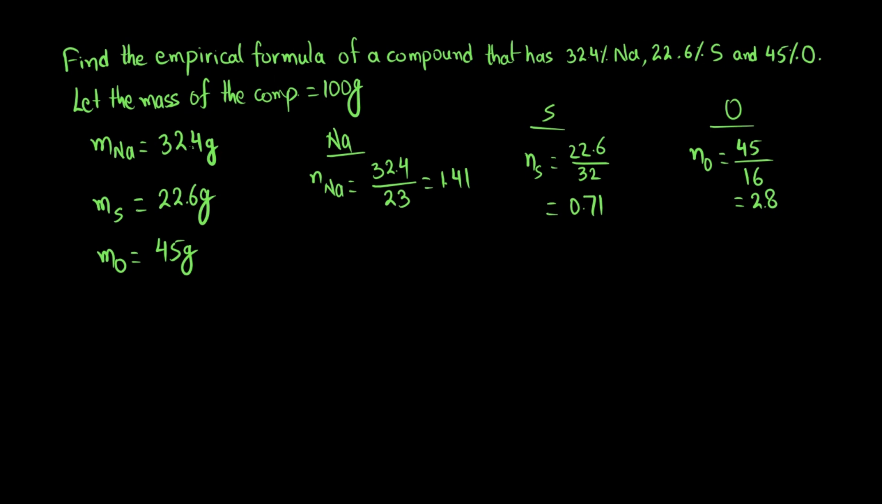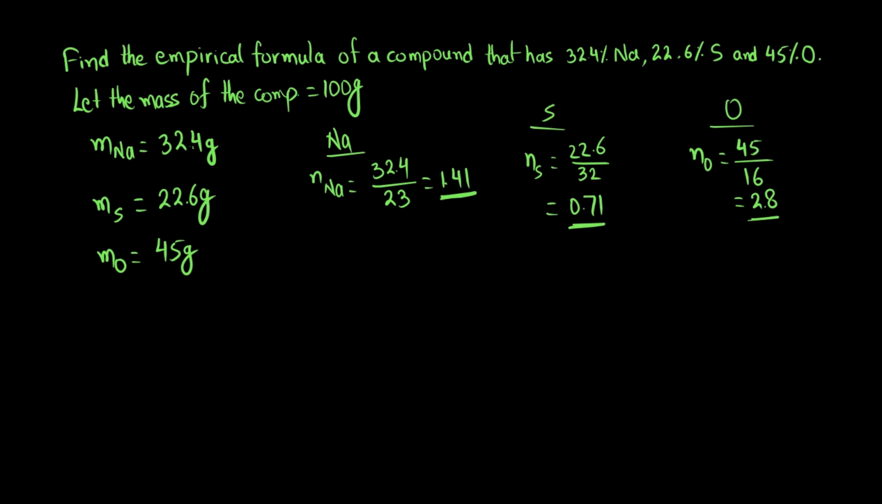And now, in the next step, you will find the smallest of the numbers that you calculated. You have 3 numbers, 1.41, 0.71, and 2.8. Out of these 3, 0.71 is the smallest number. In the next step, you divide these 3 numbers by that smallest number, by 0.71.